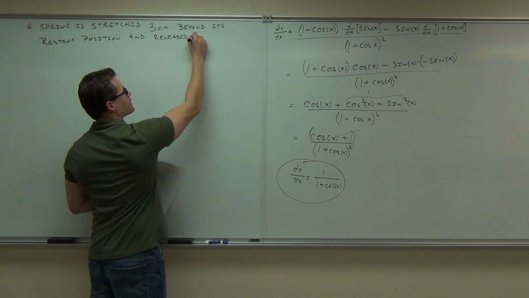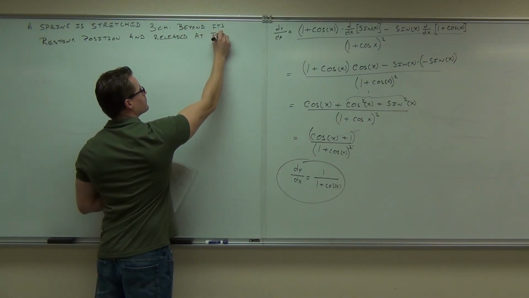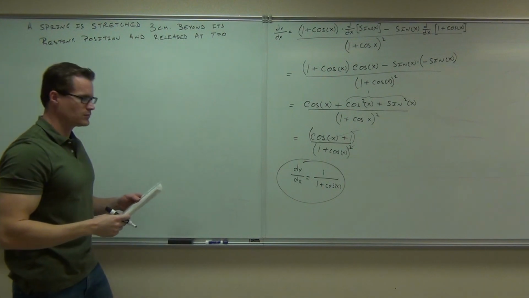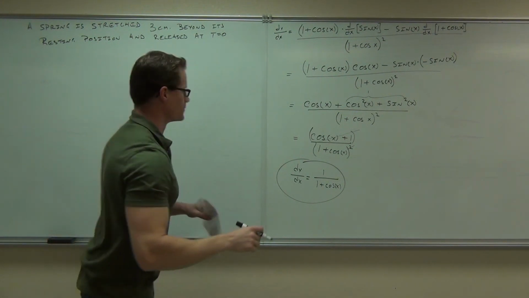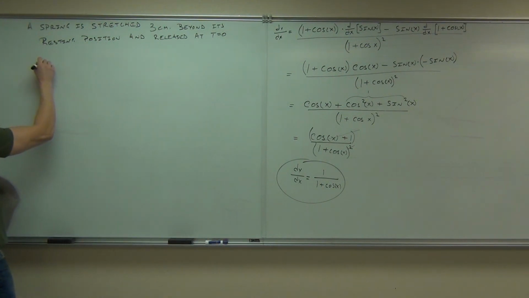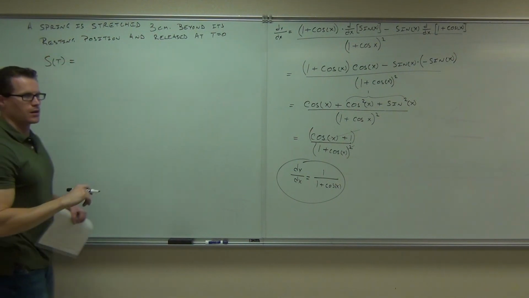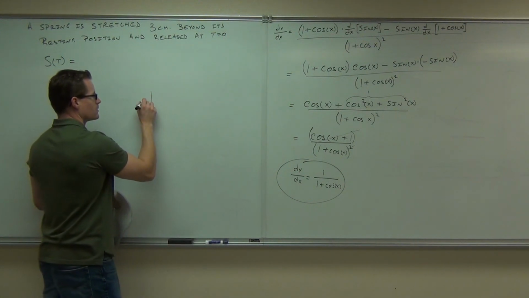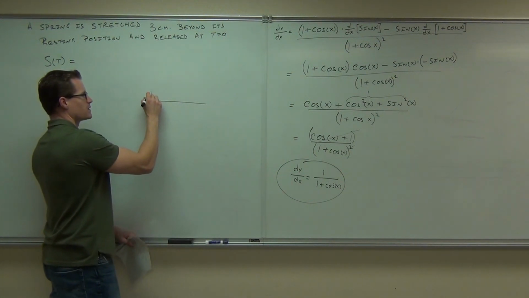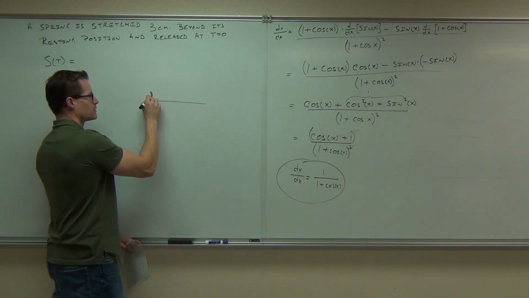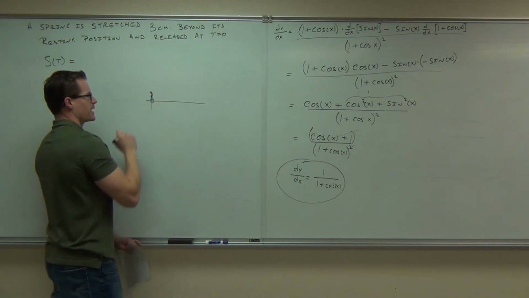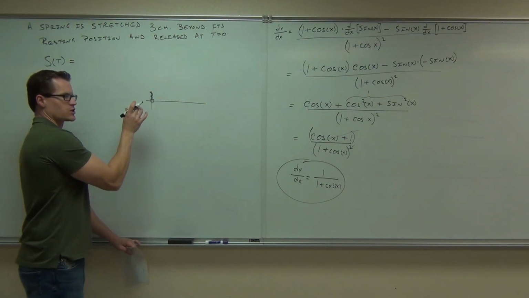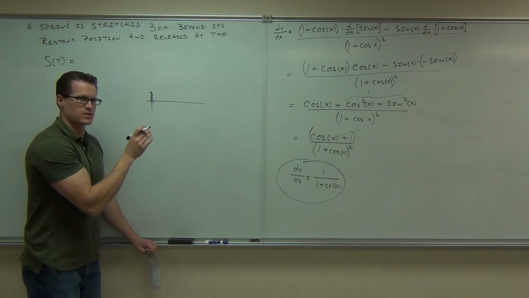Let's make it at a certain time, at t equals 0. Let's talk about the position function. If you were to draw this, let's say this would be the spring, and here's the little weight that's attached, okay? And you're going to stretch this 3 centimeters beyond its resting position.